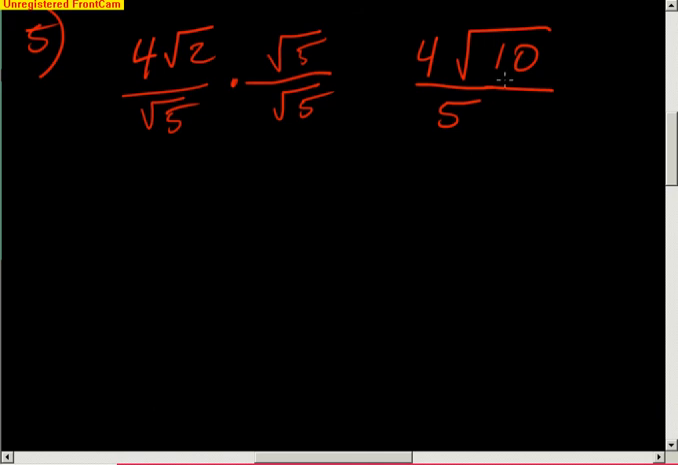10 just has factors of 10 and 1, 5 and 2, and they cannot be any more exact than that. And so my final answer is 4 root 10 over 5.